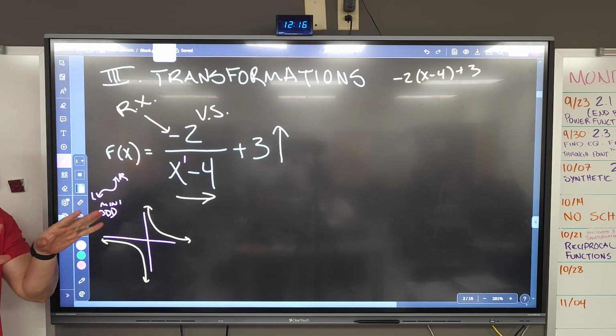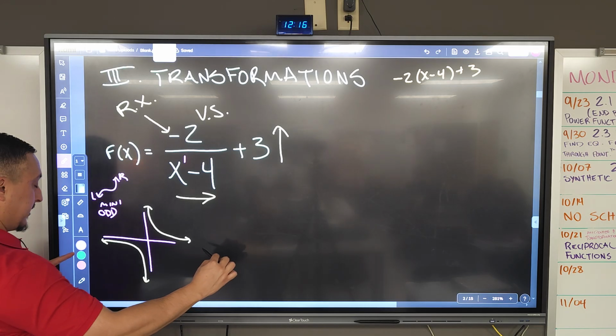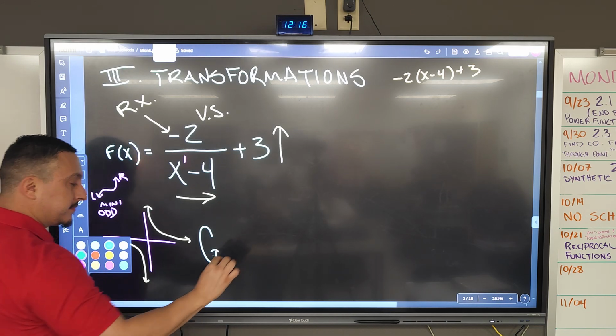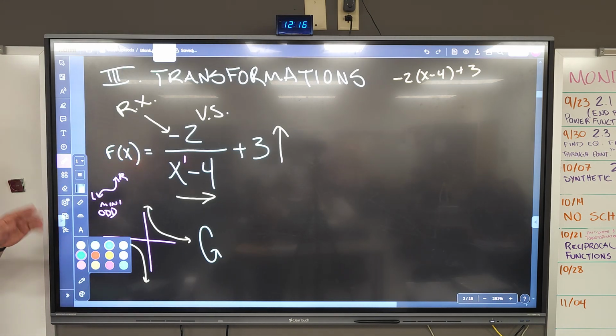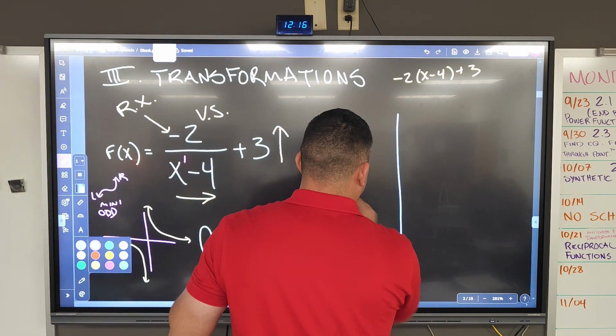Now I'm going to do the negative on the front, I'm going to flip it. So flip it means like this. You're going to rotate it around. Okay, but now I'm going to go ahead and sketch. So here we go.